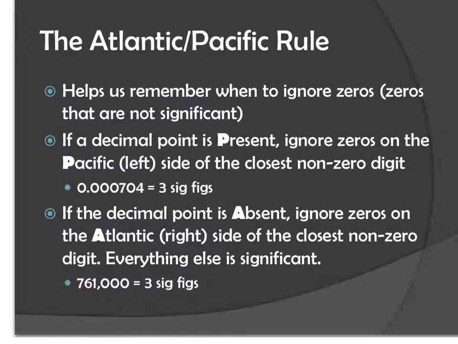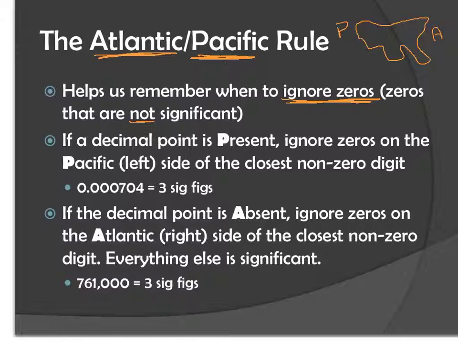All right, so this trick is called the Atlantic-Pacific rule. We're referring to the 2 oceans here. So you've got to think about the continental United States, and watch my beautiful picture of the continental United States. You like that? I know, it's good. The Atlantic Ocean is going to be over here on the right-hand side. Pacific Ocean is over here on the left-hand side, or East Coast, Atlantic, West Coast, Pacific. This trick is going to help us remember when to ignore zeros, so zeros that are not significant.